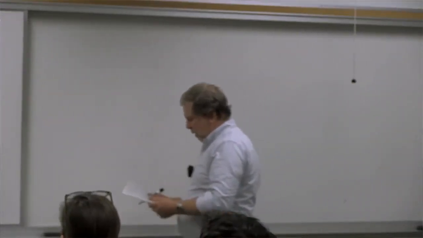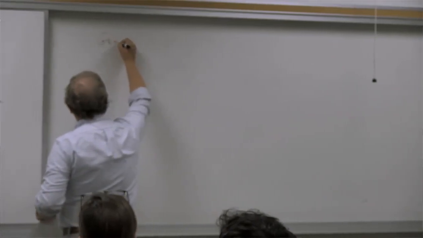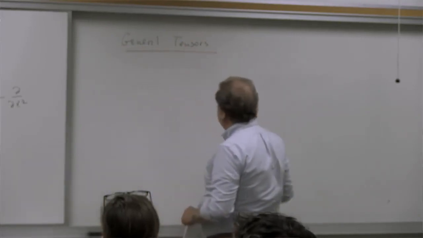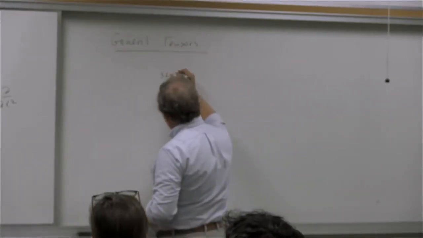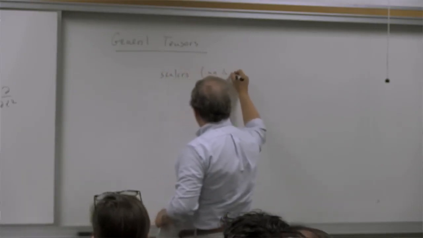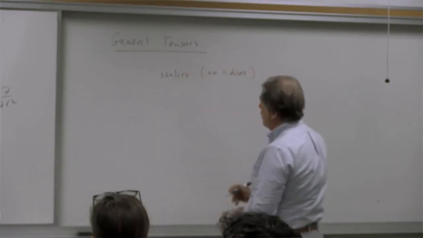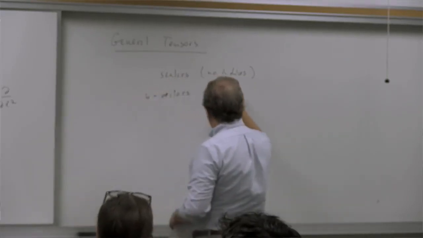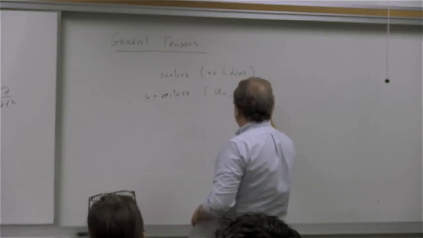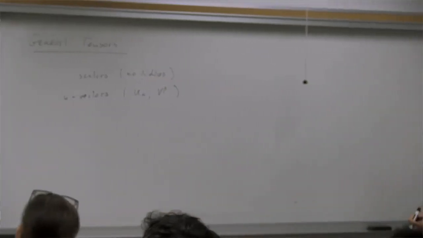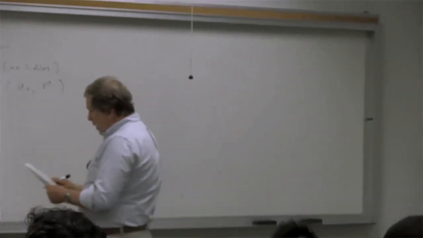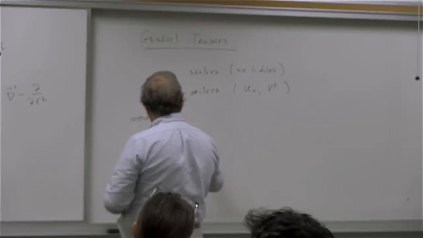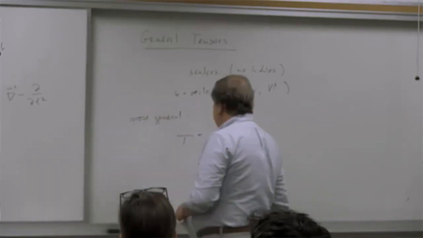So now we have more general tensors. So far we had scalars, which have no indices, right? Objects that have no indices. We have 4 vectors, of which we have both the u alpha and the v beta, depending on whether the index is upstairs or downstairs. But we can have more general entities, such as T alpha beta gamma, for example.